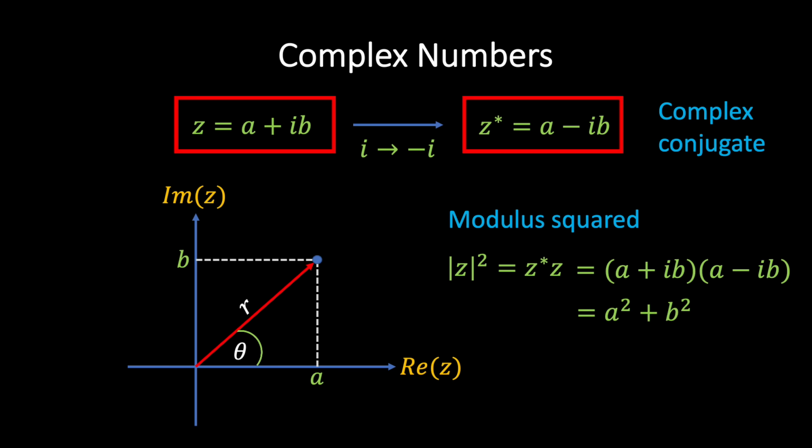Now, the important thing to note about this expression is that the modulus squared of a complex number is a real number that can never be negative. This will have profound consequences for our interpretation of the wave function in what follows.